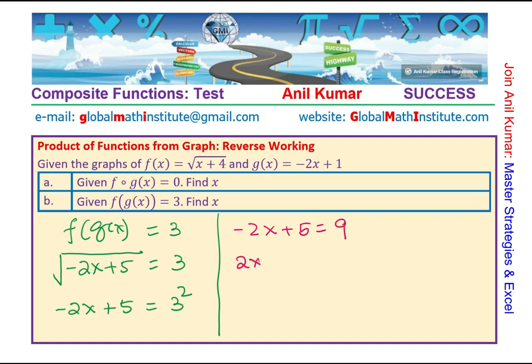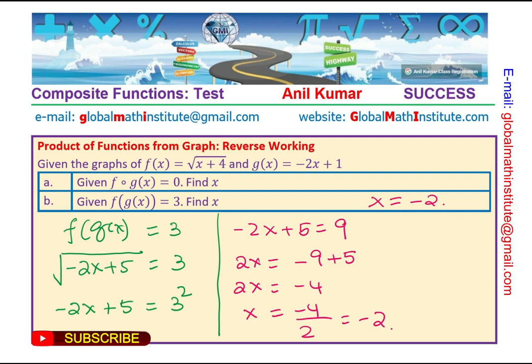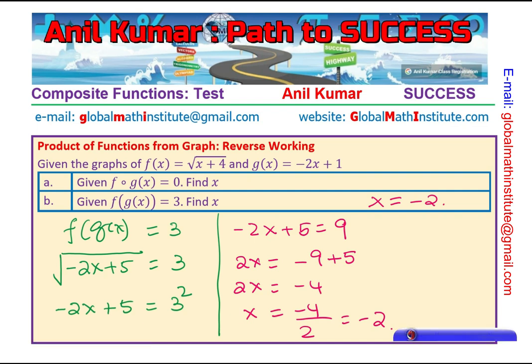Or we can say 2x is equal to minus 9 plus 5. 2x is equal to minus 4. x is minus 4 by 2, or you can say minus 2. So in this case, we found that x is equal to minus 2. You can verify the answer. If I substitute x as minus 2, we'll get g of minus 2, which gives a value of minus 4, and then we'll get our answer, which will give us the result, right?